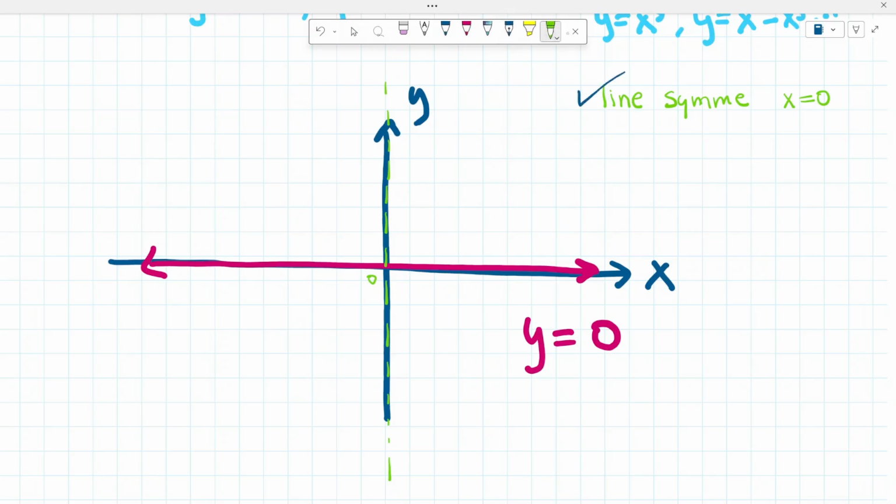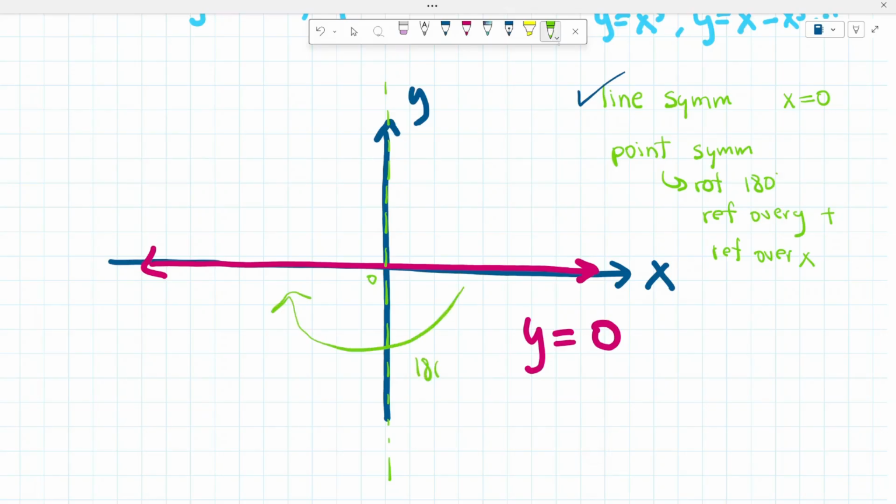What about point symmetry? If it's point symmetry, then that means we would have an odd function. Point symmetry means that you can rotate it 180 degrees and it'll be the same, or you can reflect it over y and then reflect it over x. So it's a double reflection, or you can think of it as one rotation. If we reflect it over y and x, we get the same thing. And also if we were to rotate it 180 degrees, we'd end up with the same thing. Therefore, we also have point symmetry.